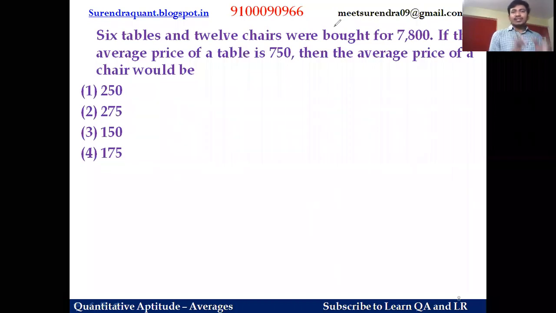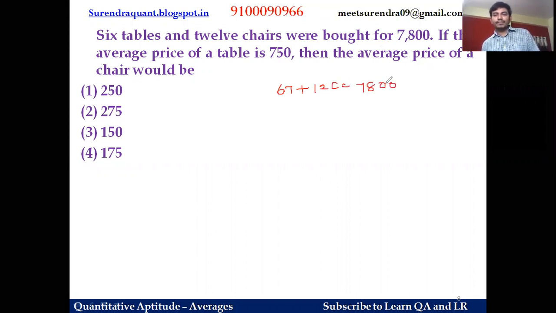6 tables and 12 chairs were bought for 7,800 rupees. If the average price of a table is 750, then what is the average price of a chair? The information given is that the cost of 6 tables and 12 chairs is 7,800. So friends, what you can do is take 6 common, that is, divide by 6 on both sides. So 1 table and 2 chairs cost 1,300.